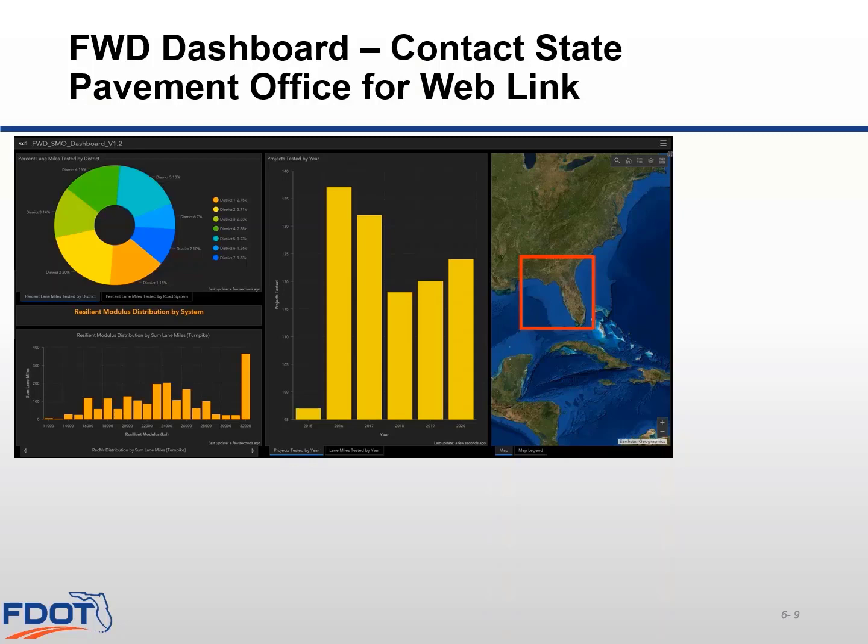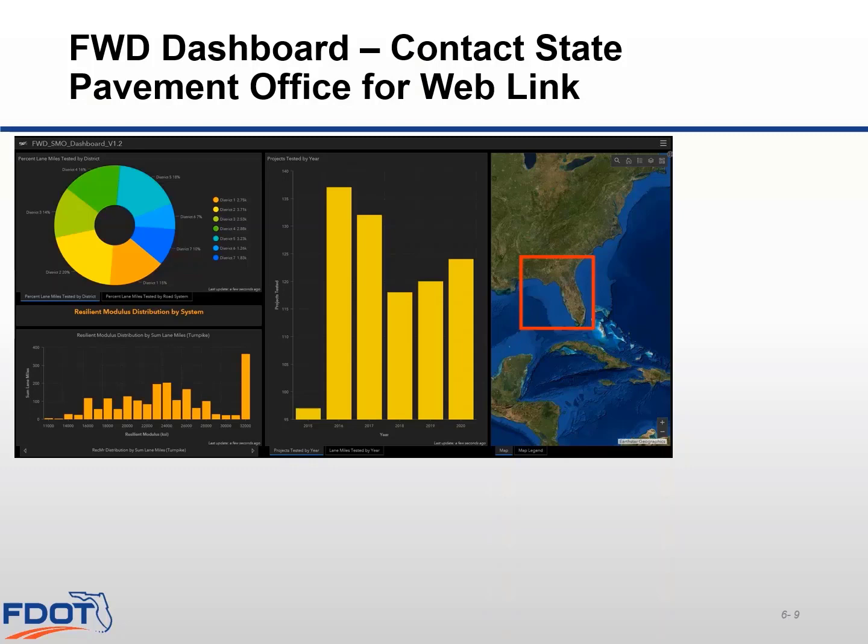If you're not able to obtain deflection data for your specific project, there's another tool that can be used. The Falling Weight Deflectometer Dashboard is a GIS database of all the previous FWD data collected. If you're interested in using this tool, please contact someone at the State Pavement Management Office. You can find our contact information on our website.